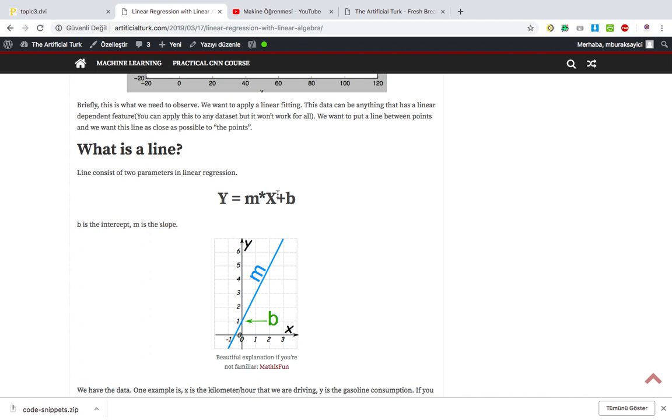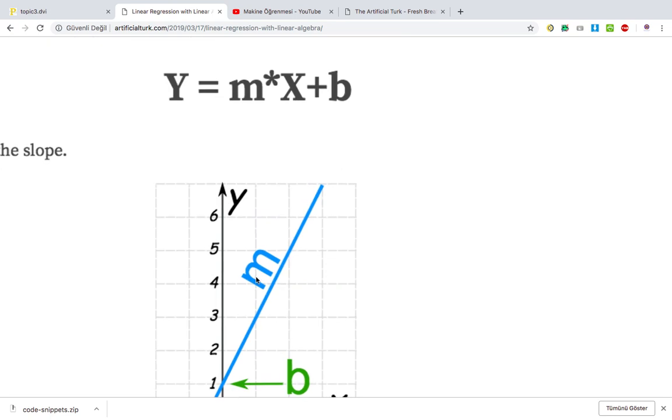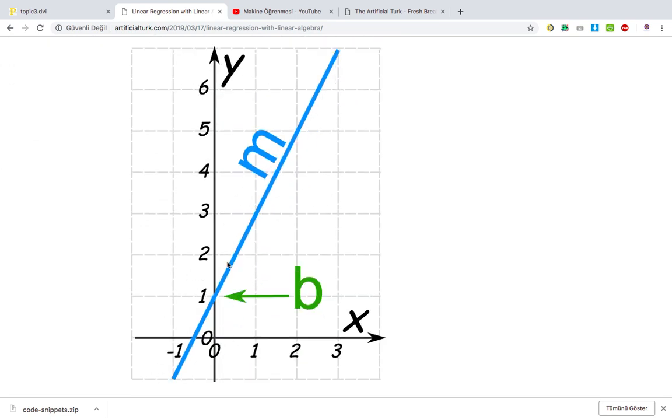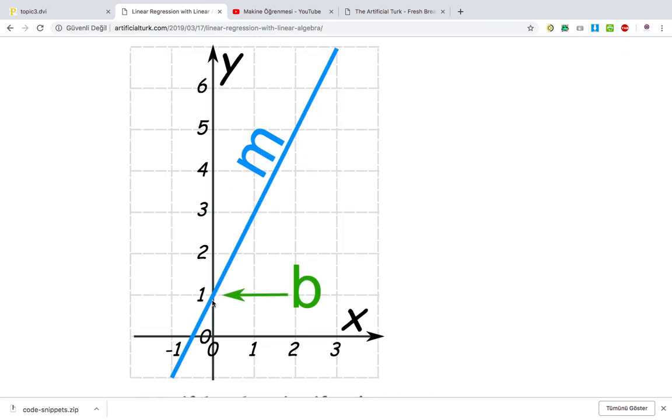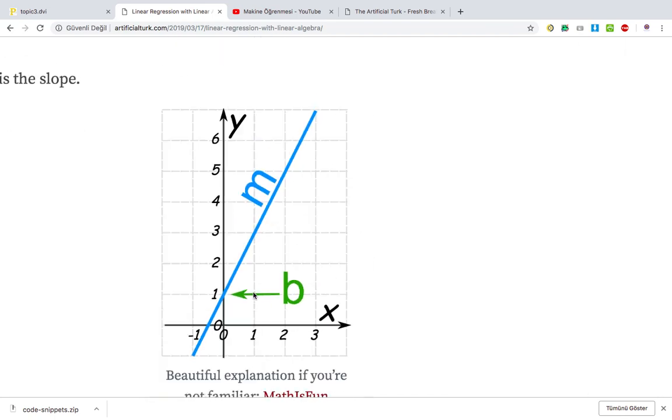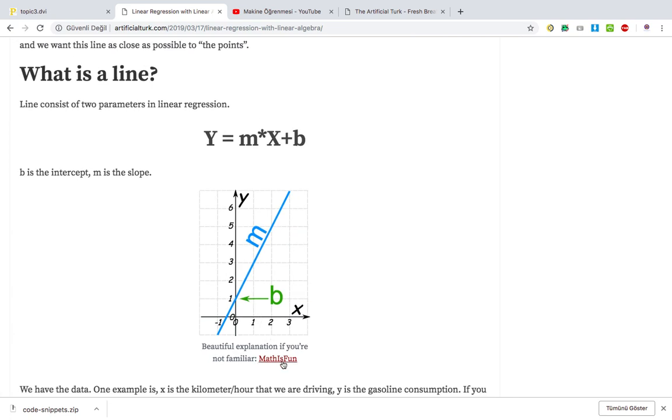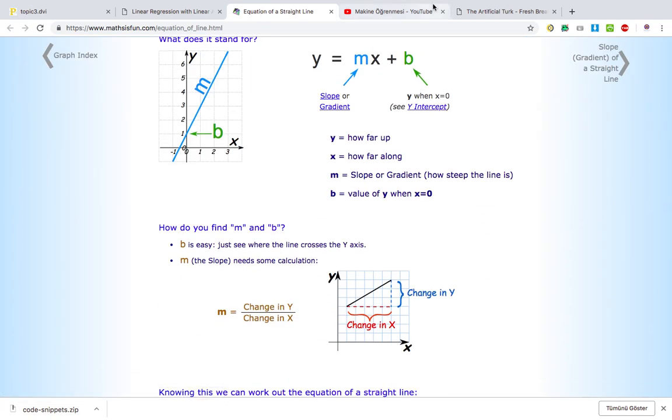Before going to the math solution of it, let's review our knowledge about the line. So a line consists of two parameters. This is m and b, and these are for approaching your input to the output. So m corresponds to the slope of the line, and b is the intercept parameter. So if your b is 1, and also if your slope is larger than 1, this is what you observe. And this explanation is from mathsfun.com, and you can learn about it.